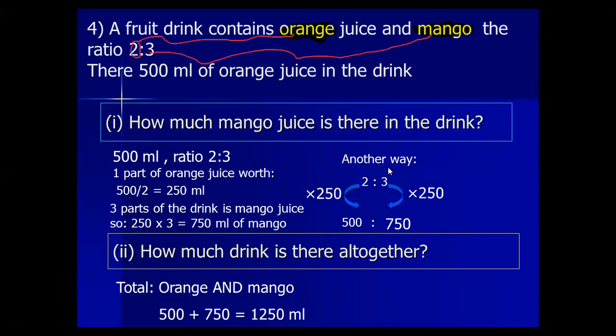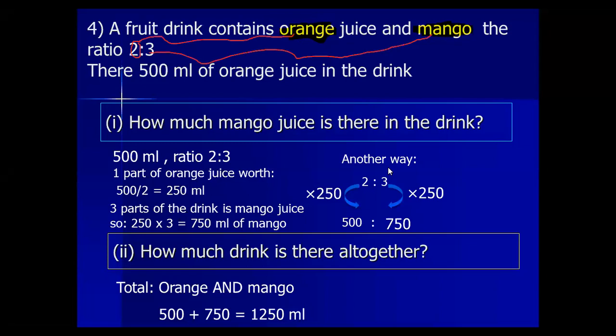Okay, read the question please, Hazim. A fruit drink contains orange juice and mango juice. So listen, the first number represents orange or mango? Orange. Right. And the second one represents? Mango. Right. The ratio is 2 to 3. That means in the fruit drink we have 2 parts orange and 3 parts mango, right? There are 500 milliliters of orange juice in the drink.